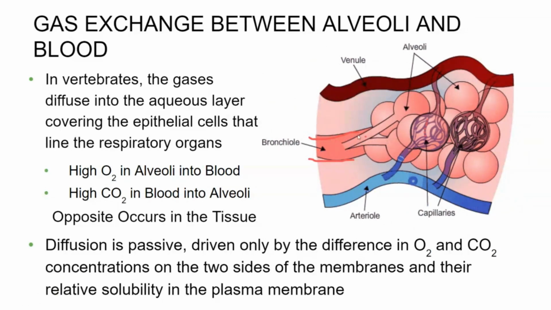So we have high concentrations of oxygen in the alveoli from breathing in, which means that oxygen will be entering into these capillaries to be distributed throughout the body. But there's high levels of CO2 in this blood. So as this blood enters these capillaries, CO2 is exiting to be exhaled.